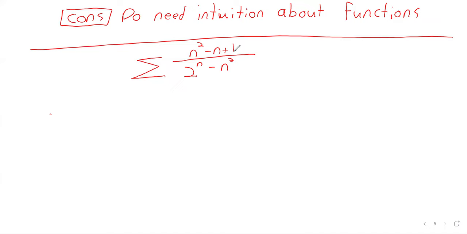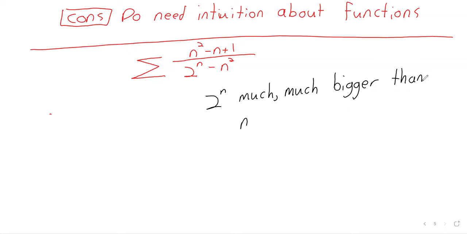What that intuition is based on is that exponential functions are much, much bigger than squares or n's or ones. And because I have that intuition, I'm going to suggest that of all of the things I have written down there, only the 2 to the n is really significant. The other stuff is tiny by comparison.